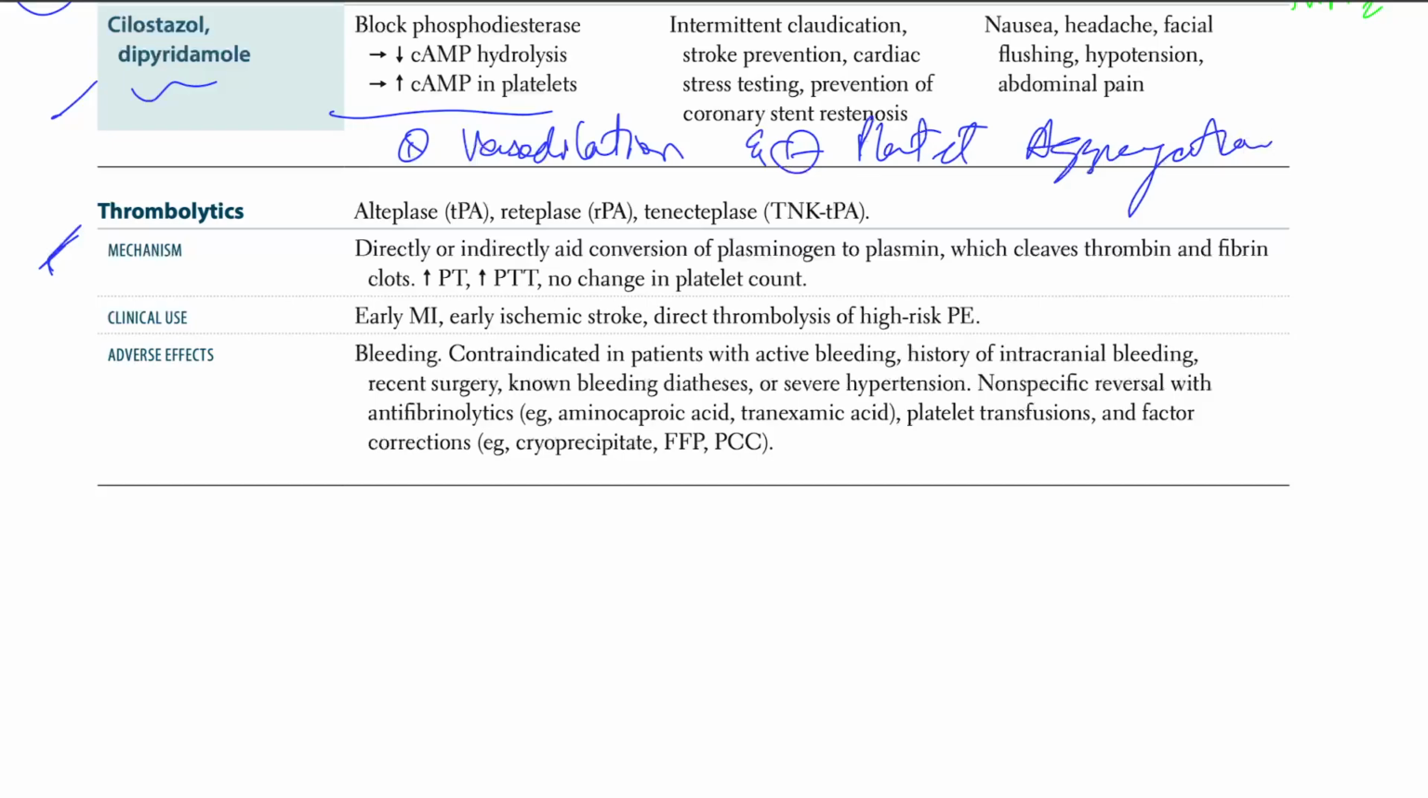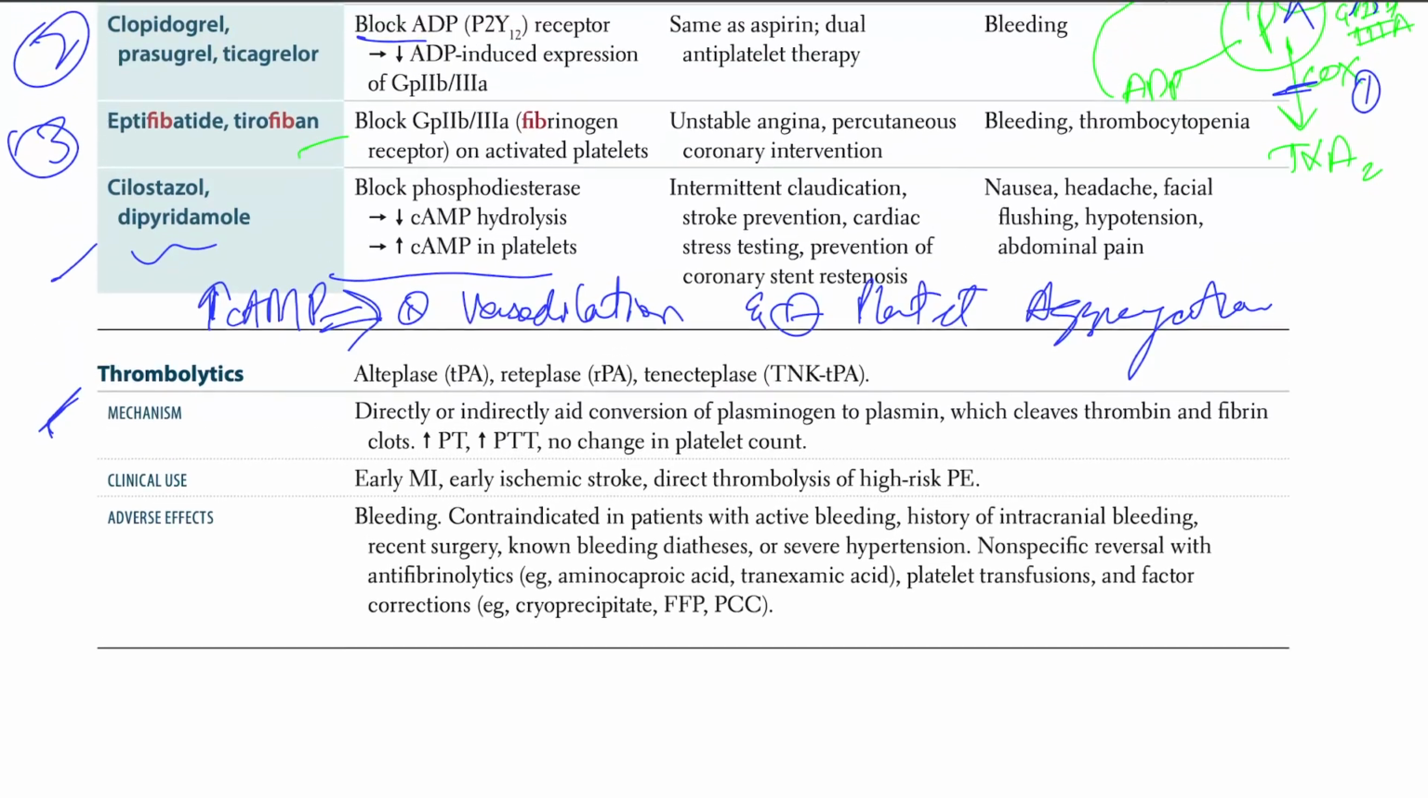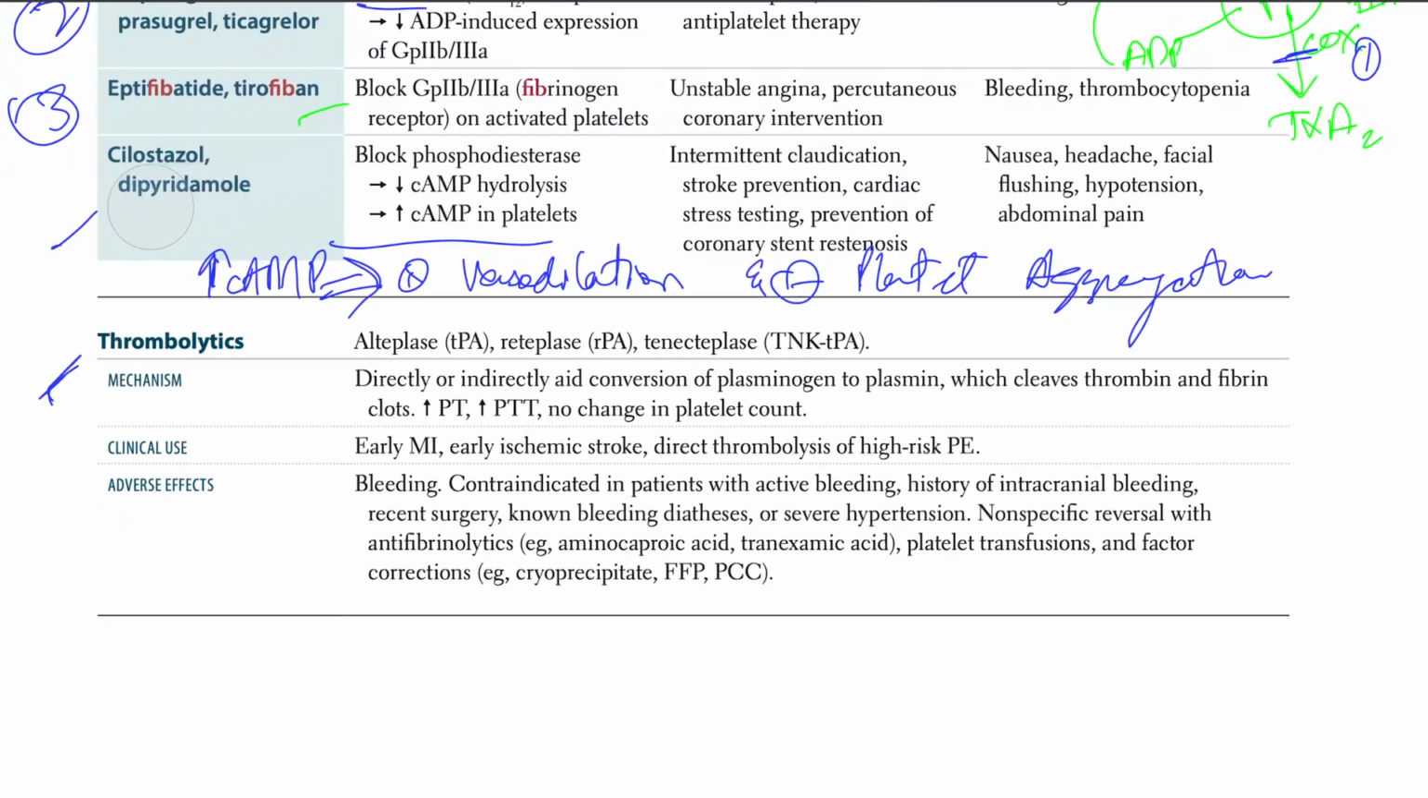All of this is done due to the fact that you have increased cyclic AMP. How did you increase the cyclic AMP? Well, let's write it here. So cyclic AMP normally will get destroyed and form AMP, and it gets destroyed by PDE3, phosphodiesterase 3.